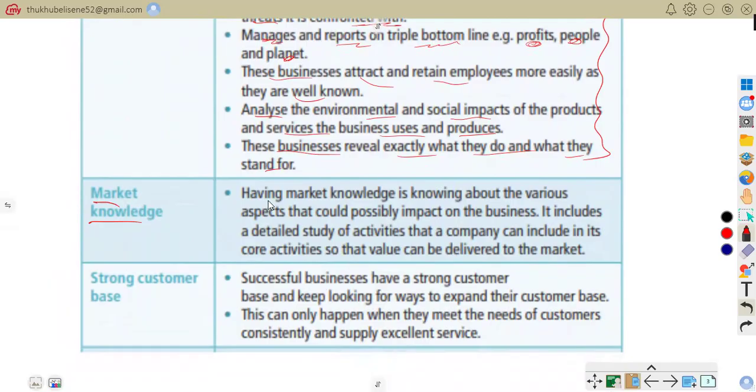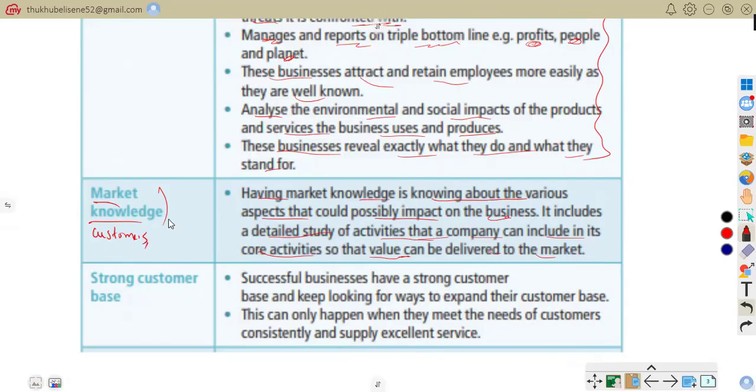So market knowledge, let's say having market knowledge is knowing about the various aspects that could possibly impact on business. This includes detailed study of activities that a company can include in its core activities so that the value can be delivered to the market. So in short, the business must understand its customers.